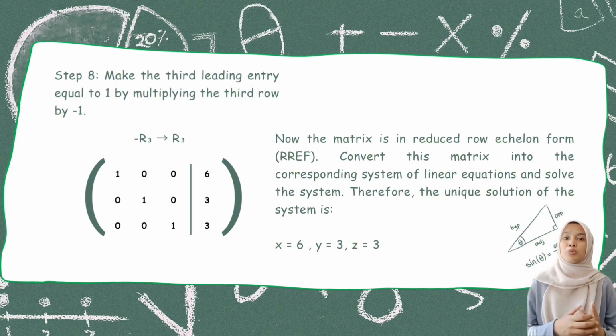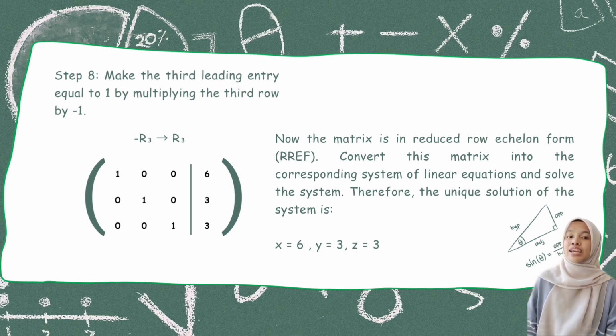Finally, in step 8, we make the third leading entry equal to 1 by performing the row operation negative row 3 gives row 3. As a result, the matrix is now in reduced row echelon form. Converting the matrix into a system of linear equations gives a unique solution, where x equals 6, y equals 3, and z equals 3. Therefore, the Gauss-Jordan elimination method has successfully solved the system of linear equations.